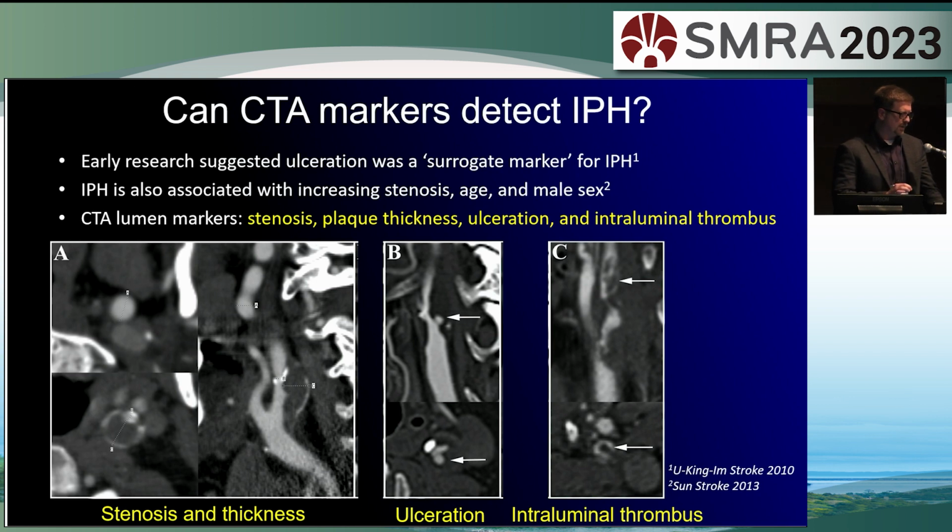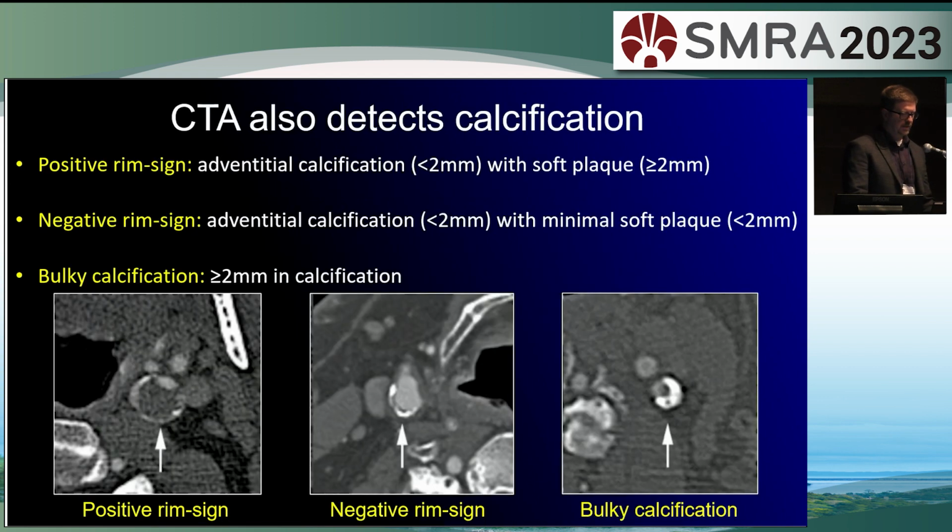We looked at things like stenosis, plaque thickness, ulceration, intraluminal thrombus, and tried to figure out what predicted intraplaque hemorrhage the best. We also included some calcification patterns, and one of these was a rim sign, which we called if there was a thin rim of peripheral calcification coupled with at least 2 millimeters of soft plaque deep to that.